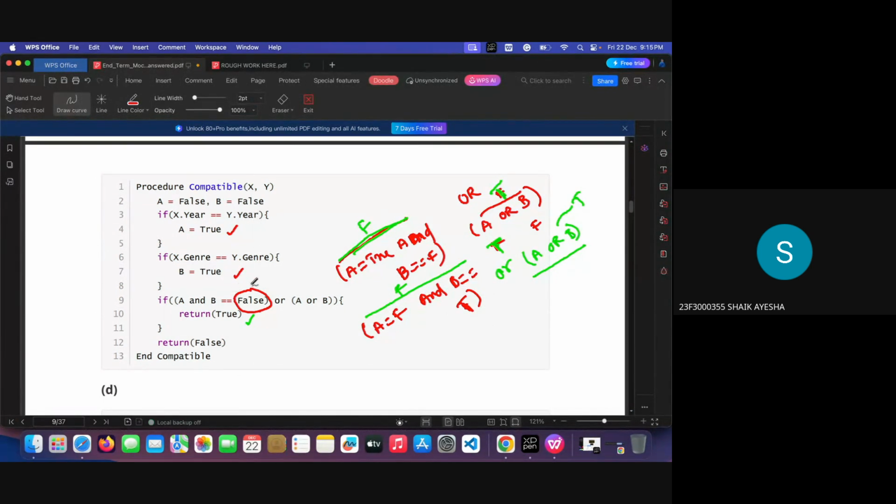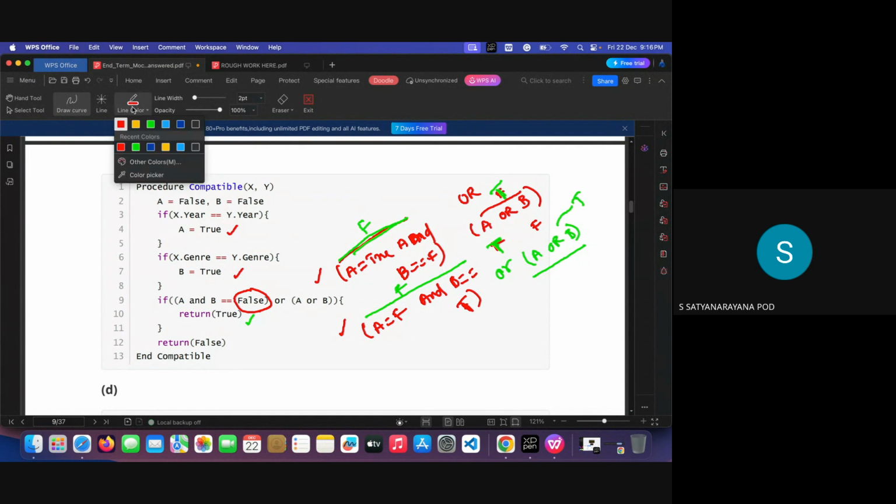So here, I am checking two cases. Case one: year is same, gender is different, so A is true. Case two: gender is same, year is different. Clear? Okay.